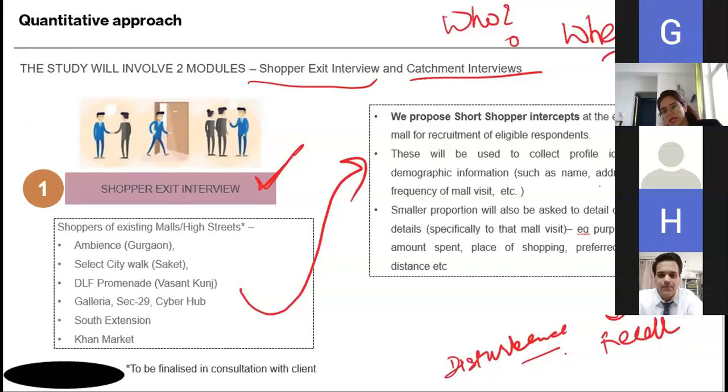So what we decided is that we will do profile identification. We will do short shopping interviews there. That's going to be only profile identification, that is name, address, occupation. Just take those details and filter them, and then we will do a second round of interview by taking an appointment, at their house or whatever location is decided.